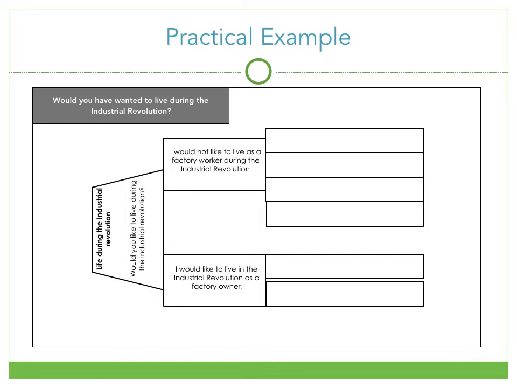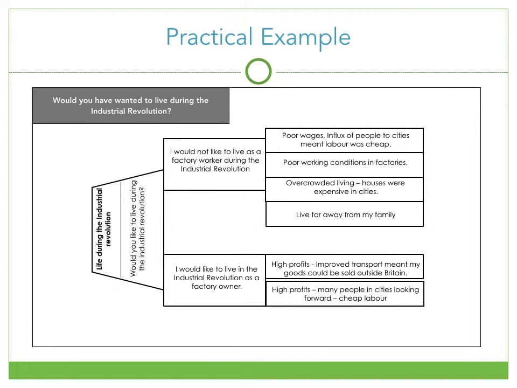So the top opinion is, I would not like to live as a factory worker during the Industrial Revolution. And then opinion at the bottom, or a different opinion, could be like, I would like to live in the Industrial Revolution as a factory owner. So now, learners have given personal opinions, and it's important for them to always back up and to substantiate why they feel this way. And now, in the tentacles of each arm, learners are encouraged to give examples and facts to back up their opinion.